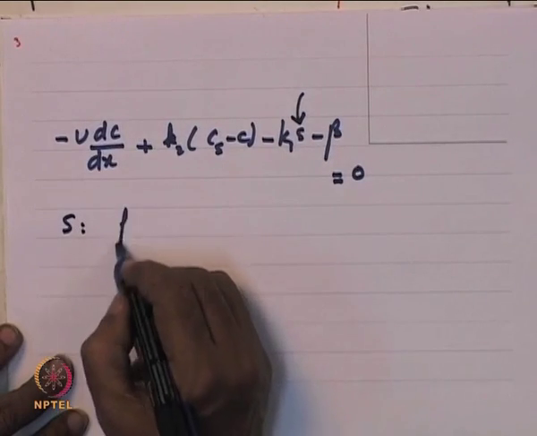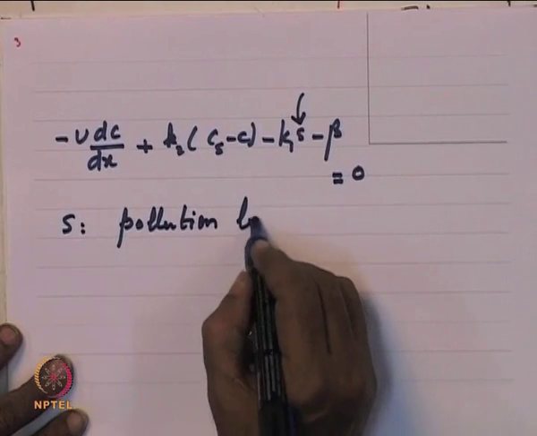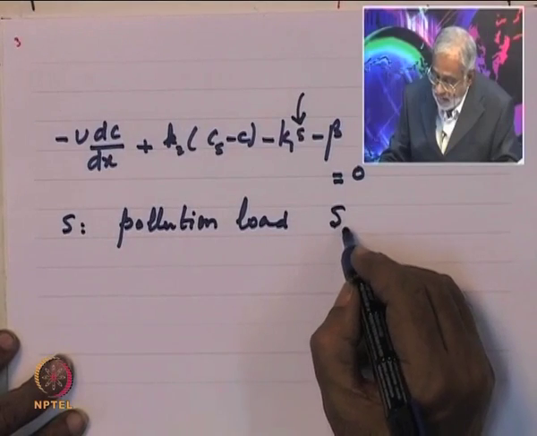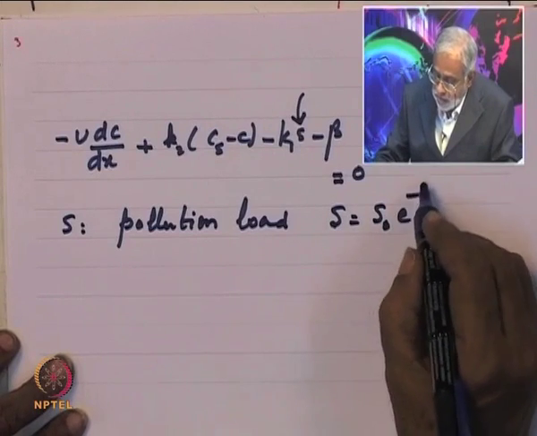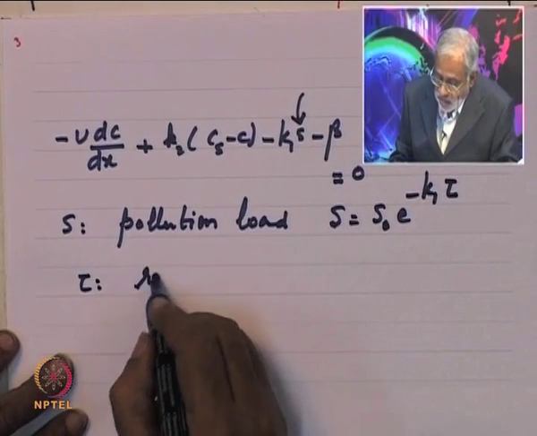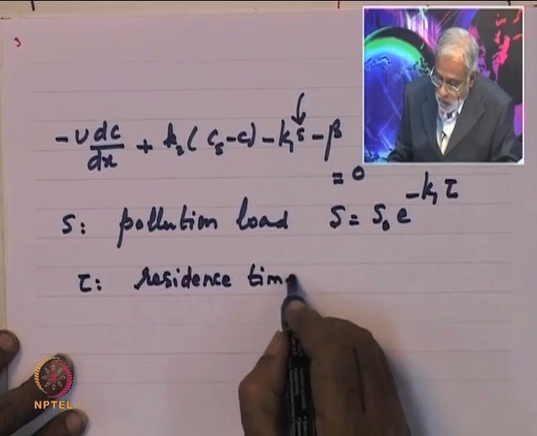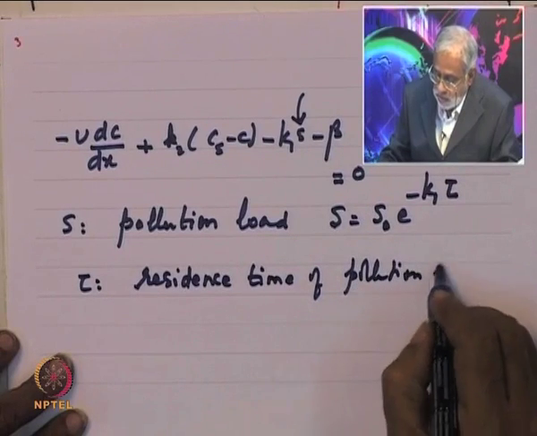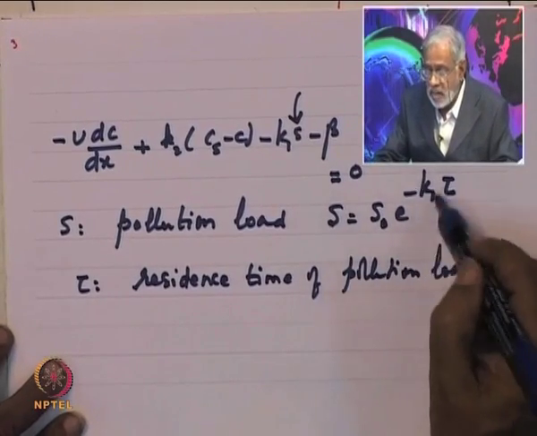And we recognize here this S is pollution load, okay. And this pollution load, we assume that it decays, therefore, S at any time is some S naught e to the power of minus k 1 times tau, where tau equals the residence time of pollution load, okay.